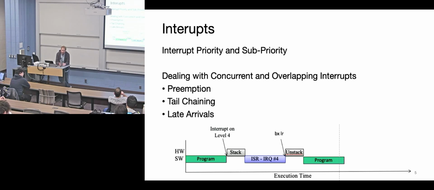Could you go over preemption, tail chaining, and late arrivals? Yeah, sure. Preemption is the case that we typically think of. You're in an interrupt, and something with a higher priority, more important, is going to preempt it. It will stop this interrupt and start executing that one. It has to stack whatever the values are, because it's got to come back to this. So it stacks, executes that new interrupt because it's more important, then unstacks, goes back to the original interrupt, and goes forward.